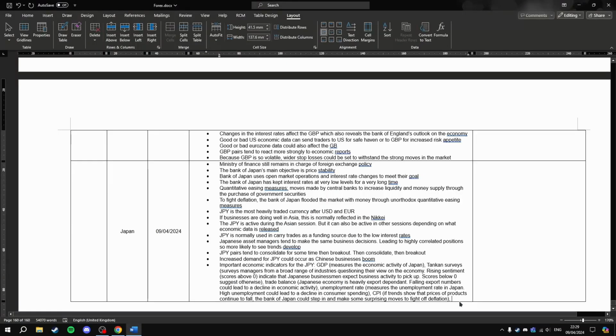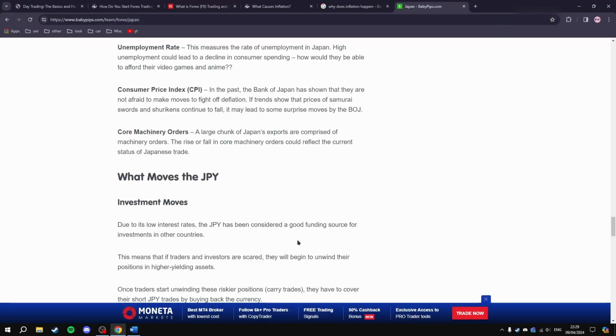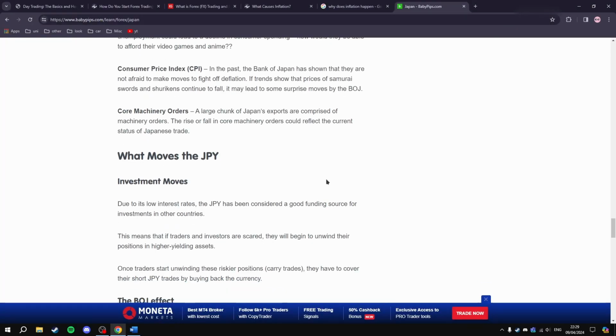Core machinery orders. A large chunk of Japan's exports are comprised of machinery orders. The rise or fall in core machinery orders could reflect the current status of Japanese trade.